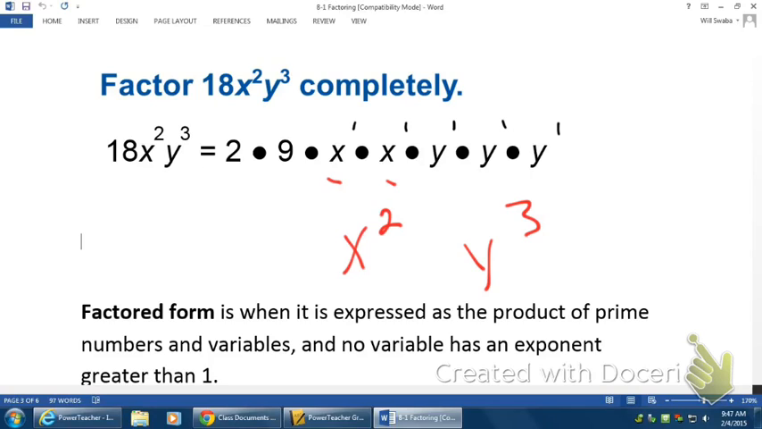Let's say if I had a y to the 20th. If I wanted to factor it out completely, how many y's would I write down? I'd write down 20 y's. How simple is that?